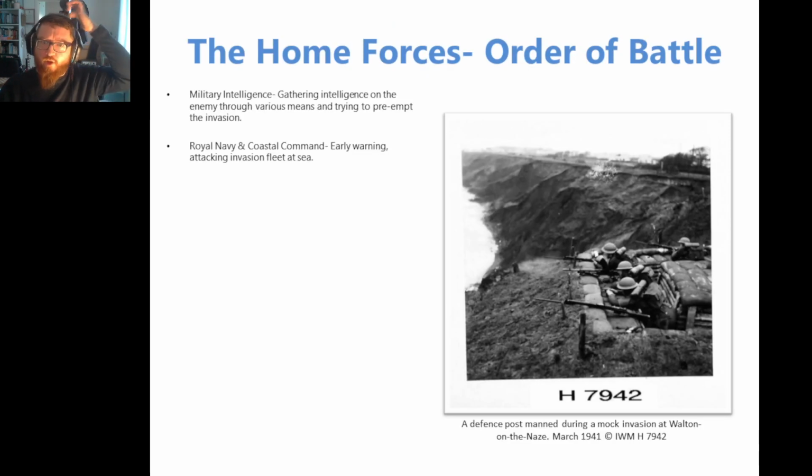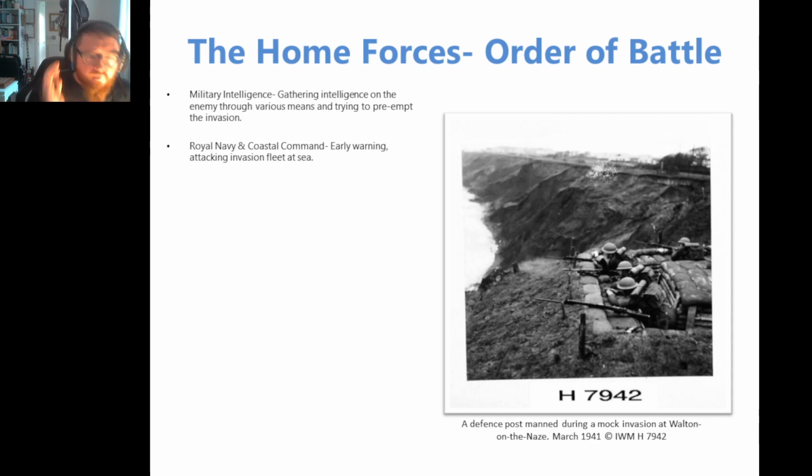So, what have we got next? Alongside this, you've got the Royal Navy and Coastal Command. So, the Royal Navy was the naval forces of the UK, and also Coastal Command. Coastal Command, for those of you who are not aware, is the air aspect of the naval forces pretty much. So this is a bit like the RAF, but focused solely on protecting the coast and gathering intelligence.